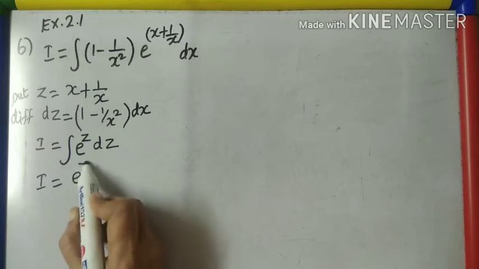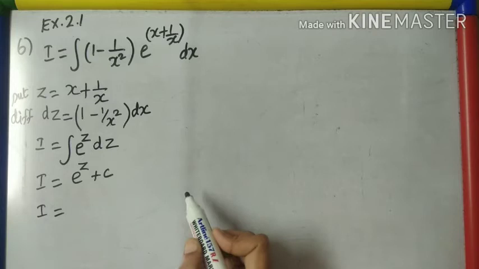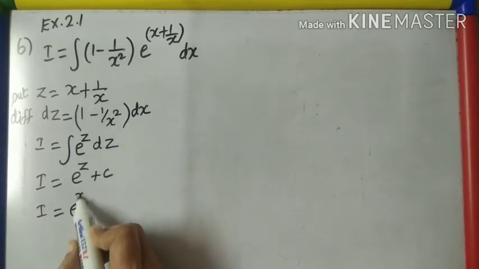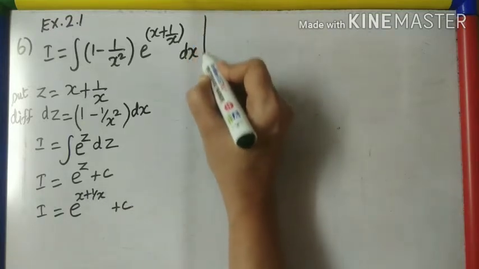Integral e power z is e power z plus c. We have completed the problem. What is z? Let us substitute. E power x plus 1 by x plus c. So that is the answer.